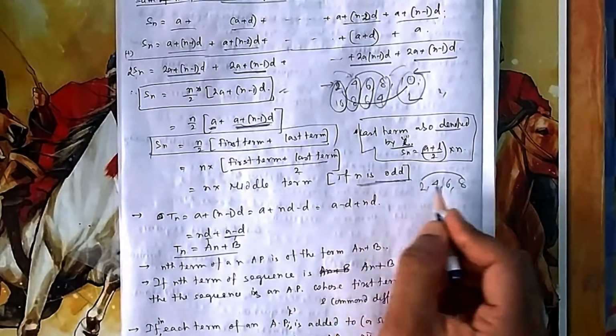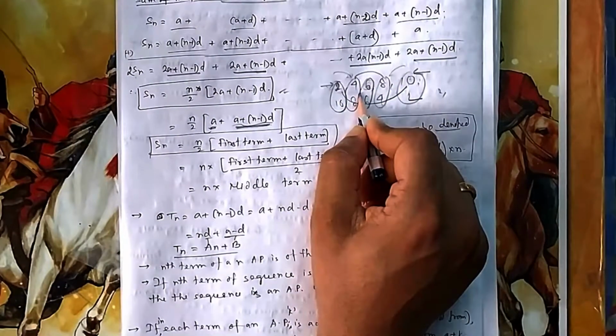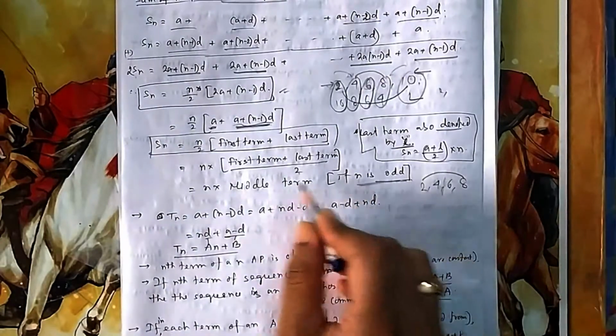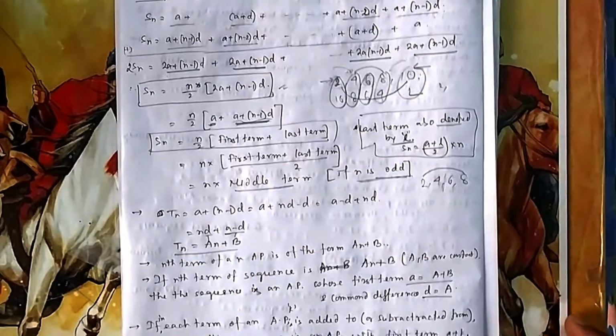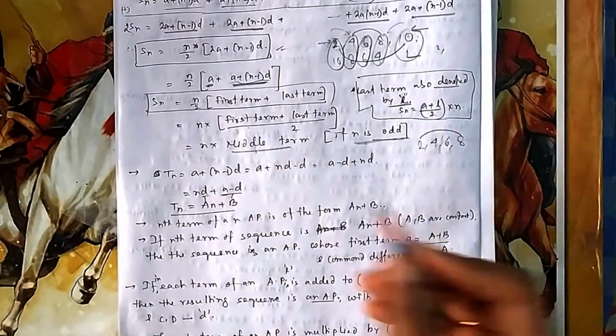So if n is odd, then you will get the middle, because in AP this will be the mean or average of all these. You will learn mean. So if it is odd, then this plus this will give you the middle term. So you can remember it in that way also: n into middle term if n is odd. If you know the middle term, you can directly apply.